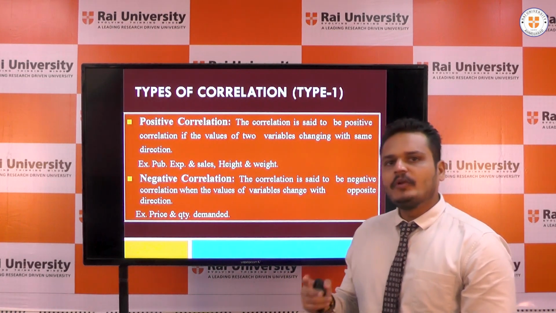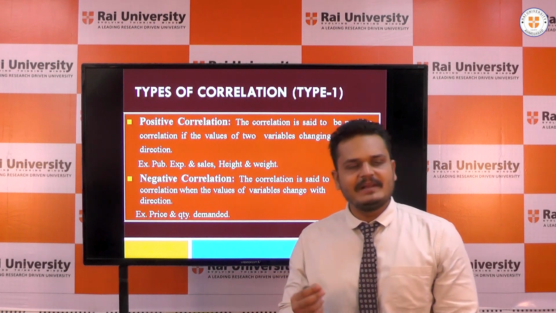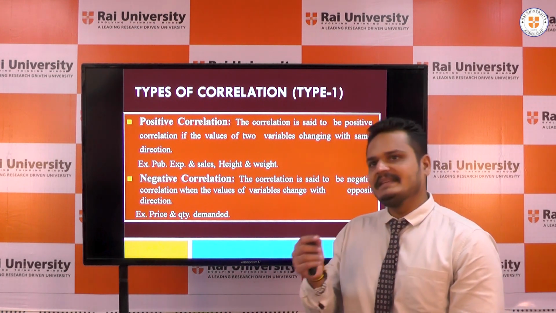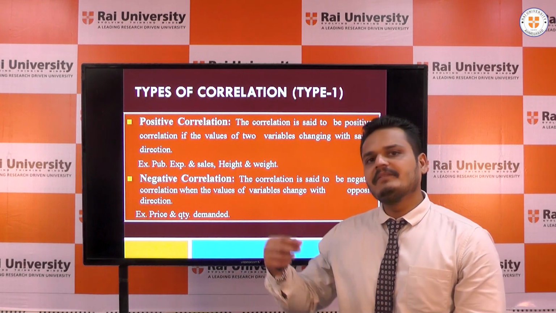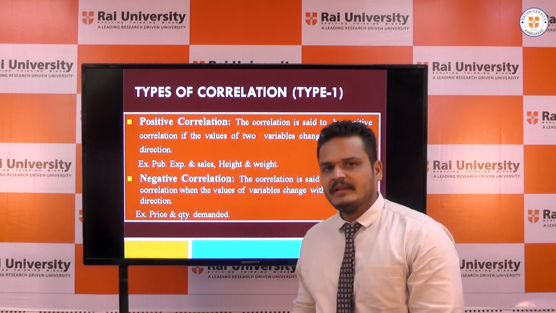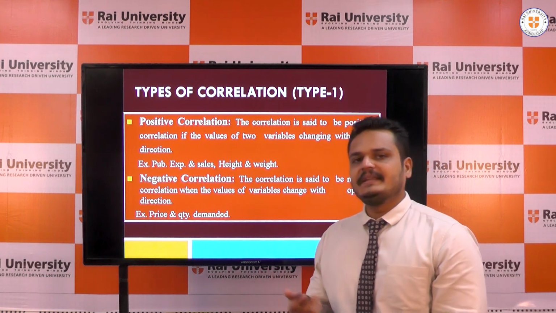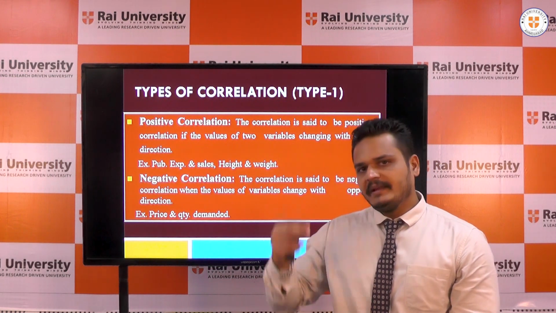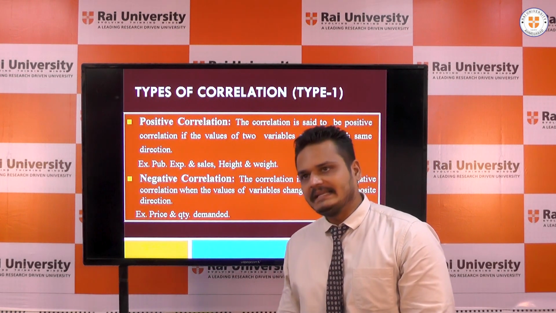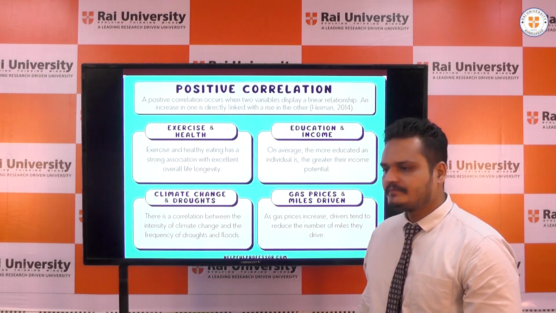Second is negative correlation. Negative correlation stands on when one variable changes, another variable changes in the opposite direction. One variable is increasing and another variable is decreasing. The best example for negative or opposite correlation is when prices of products increase, the demand of the product decreases. It shows negative correlation.